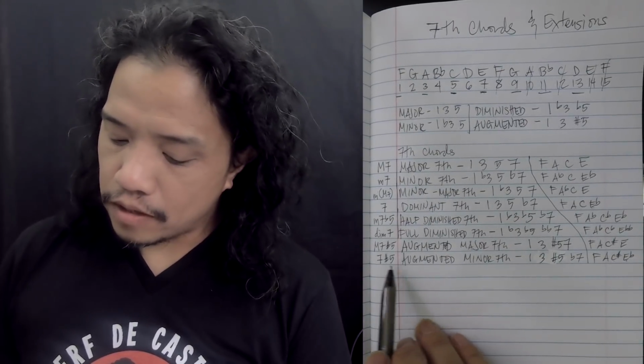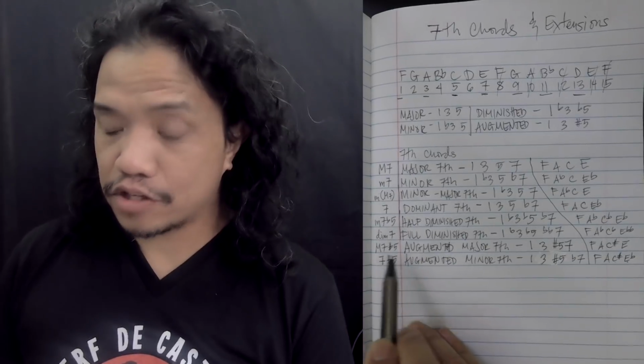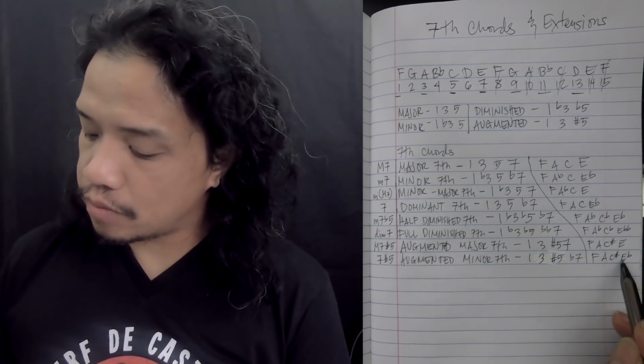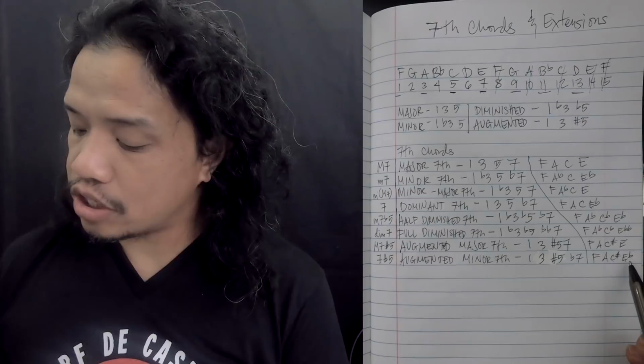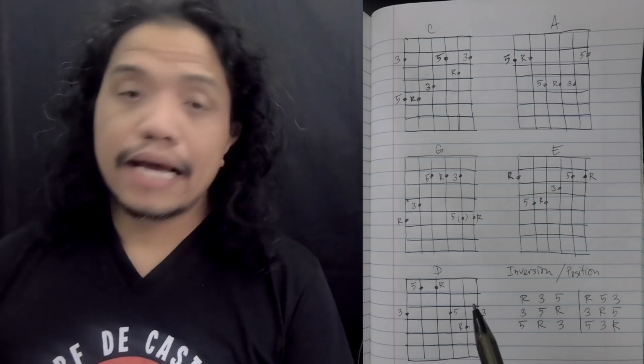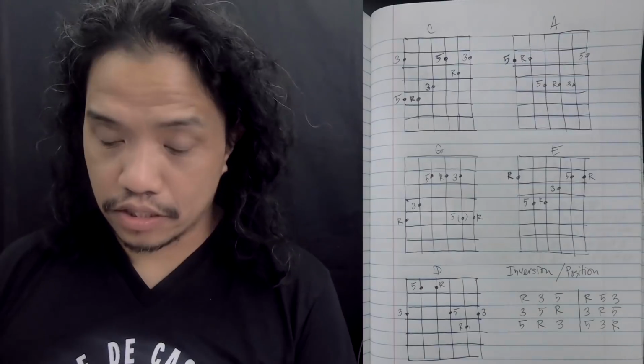So we have this is the F7 sharp 5: F, A, C sharp, E flat, and we add our 13. So that is F, A, C sharp, E flat, and a D. Now let's apply the 7th chords and chord extensions to our CAGED chord shapes. So here I have the CAGED shapes again with the interval designations for each note of the shape.